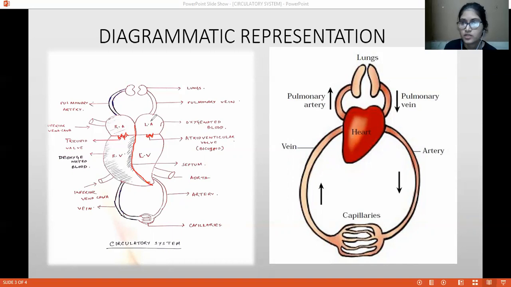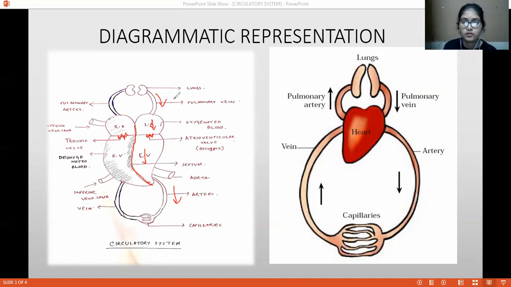So if you look at the direction in which the blood flows, we can see it moves in this direction. The oxygenated blood moves from the lungs to the left auricle, or left atria. Auricle is the other term for atria. From the left atria to the left ventricle, and from the left ventricle to the rest of our body parts.